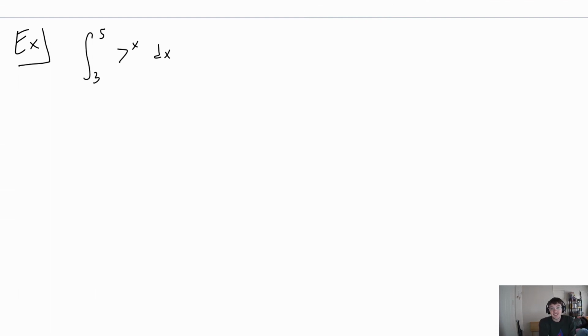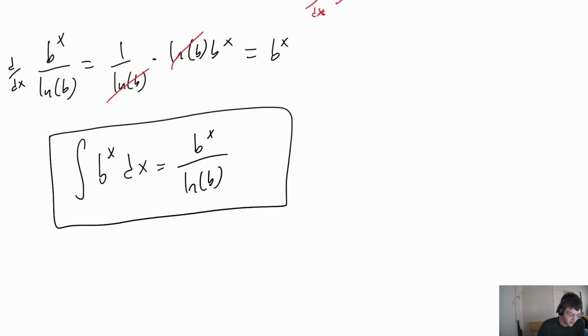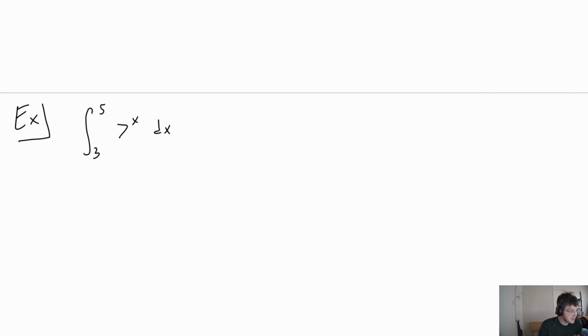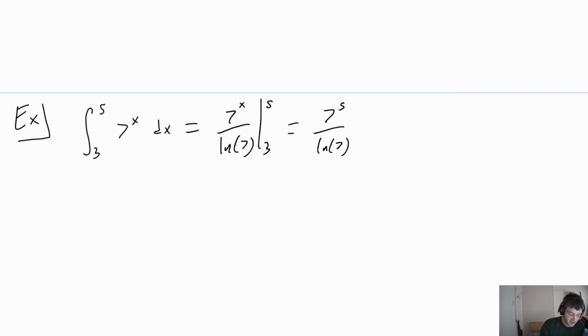So, what is the antiderivative of 7 to the x? Well, we know that the antiderivative of any base to the x is going to be b to the x over natural log b. Here, my base is 7. So this is going to work out to be 7 to the x divided by natural log 7, evaluated from 3 to 5. So this is going to give me 7 to the 5th over natural log 7 minus 7 to the 3rd over natural log 7.